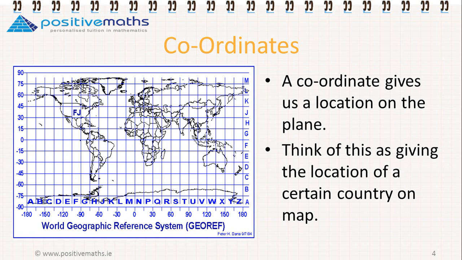A coordinate gives us a location on a plane. Think of this as giving the location of a certain country on a map. So let's give the coordinates for the location of Ireland. So we're using the letter on the horizontal line, which is M. And we're using the letters on the vertical line, so it's K. So Ireland is in the block MK.